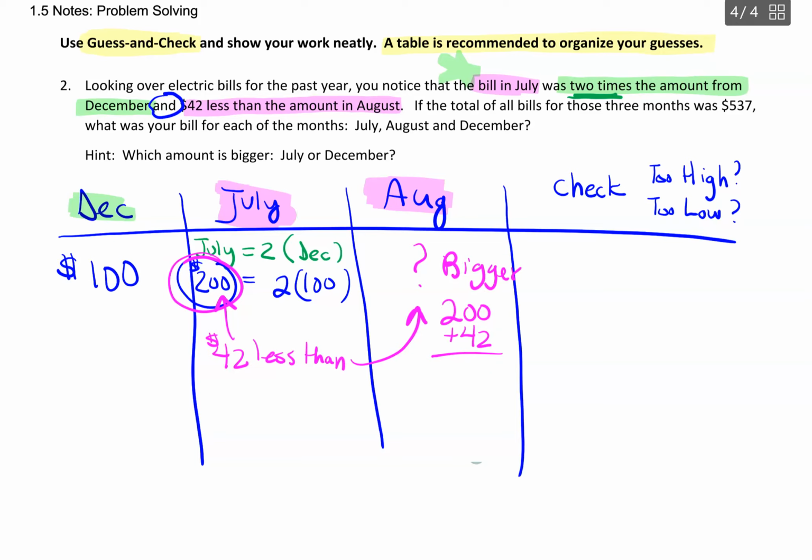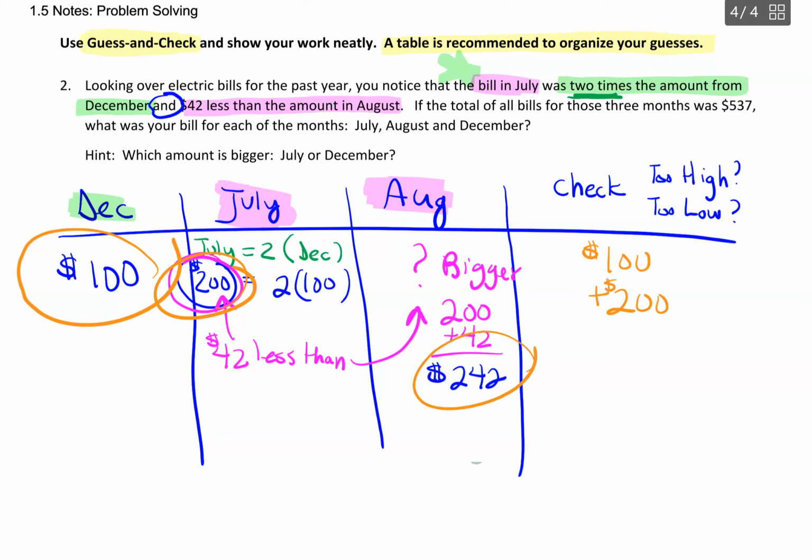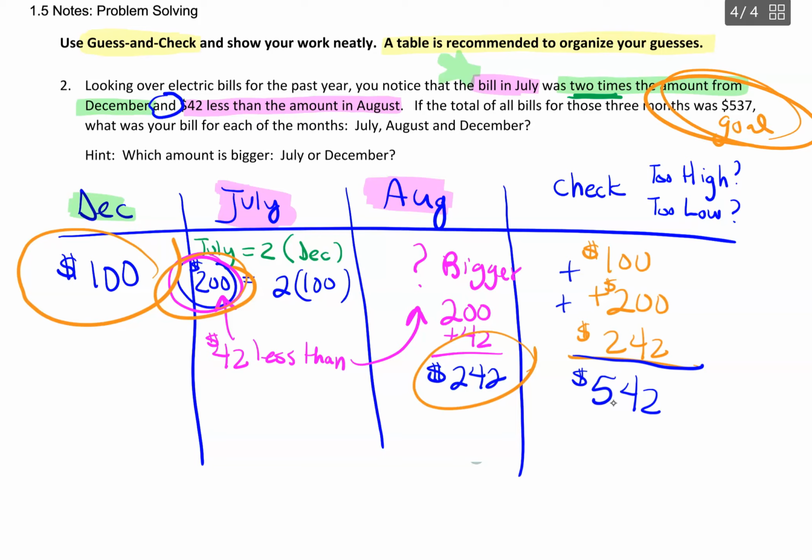So now I have these 3 bills for 3 different months, and let's check it. Let's go ahead and see if this checks out. If I have $100 in December and $200 in July and $242 in August, what does that add to? Okay, I total that all up and I get $542. Oh no, my goal was to get 537. I got 542. That's just a little too high. That means my initial guess of $100 was a little bit too high.